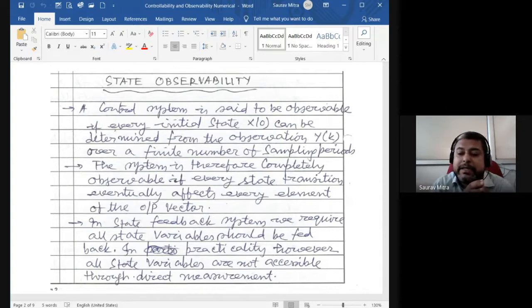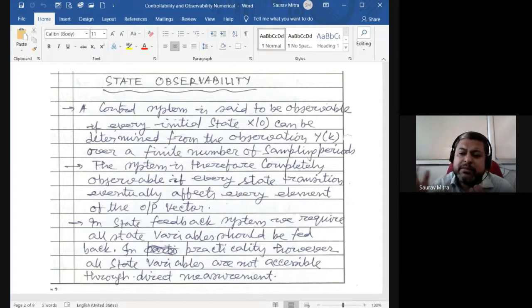In that case, we can say that the system is completely state observable. So finally, I'll tell you the definition. A control system is said to be observable if every initial state x0 can be determined from the observation yk over a finite number of sampling periods. I mean, you won't have to go to infinity to observe the system. Maybe you have observed the system for 5 seconds or 5 minutes.